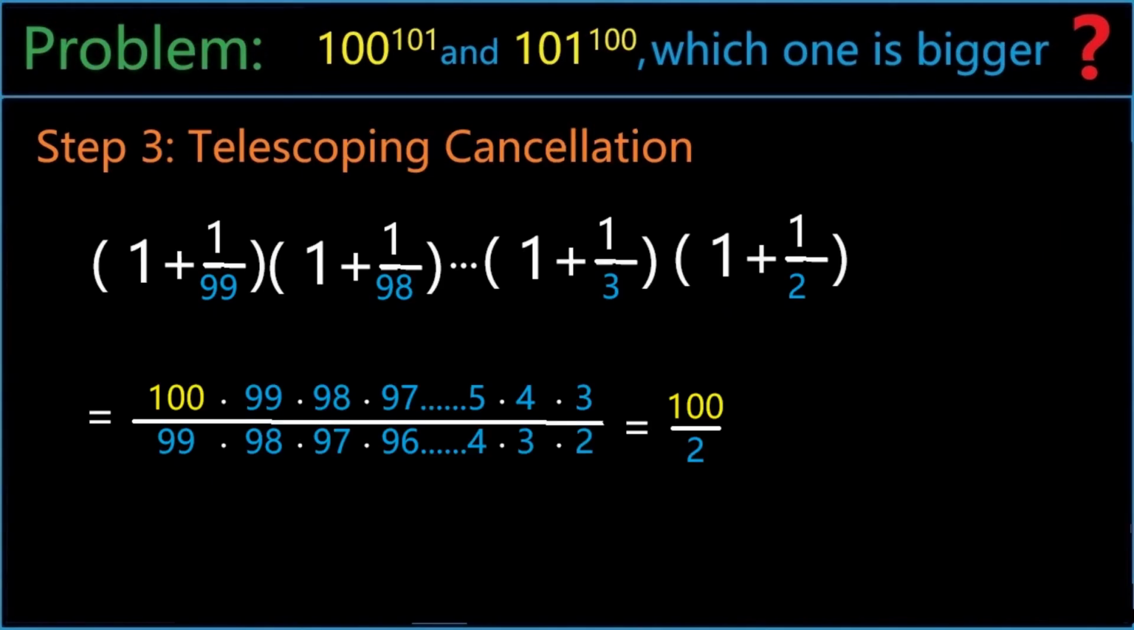Step 3, telescoping cancellation. Now look at this product. 1 plus 1 over 99. 1 plus 1 over 98. All the way down to 1 plus 1/2. Rewrite each term as a fraction. That gives 100 over 99. 99 over 98. 98 over 97. And so on. Everything cancels in a telescoping chain. What's left is simply 100 over 2. Now we can finish the comparison.